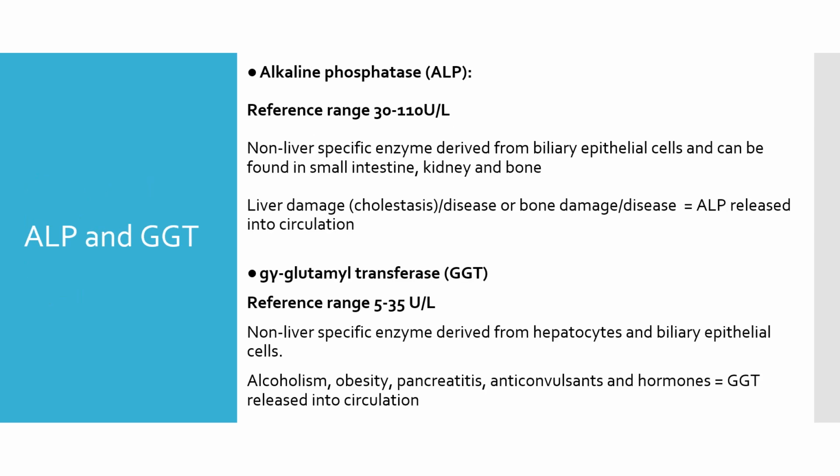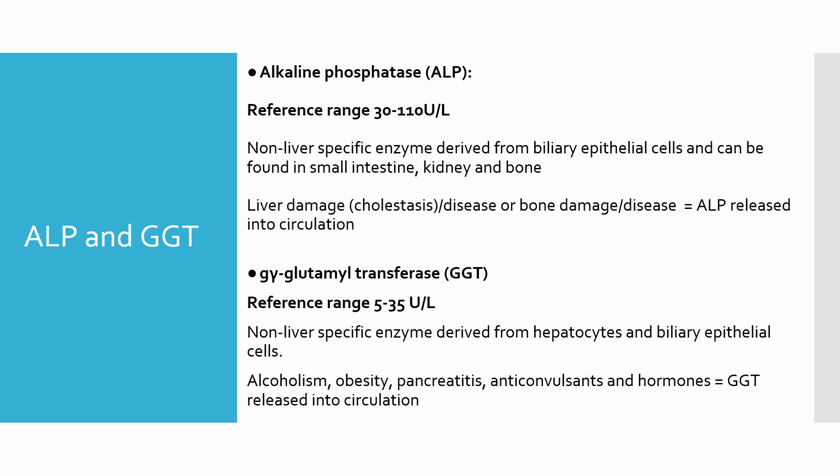ALP and GGT, so alkaline phosphatase, ALP, reference range 30 to 110, is a non-liver specific enzyme from biliary epithelial cells, can be found in the small intestine, kidney and bone. So with liver damage or bone damage, ALP can be released into the circulation. And GGT, gamma-glutamyl transferase, has a 5 to 35 reference range, derived again from hepatocytes and biliary epithelial cells, and can be elevated in alcoholism, obesity, pancreatitis, anticonvulsant meds, and some hormones. Then GGT is released into the circulation.